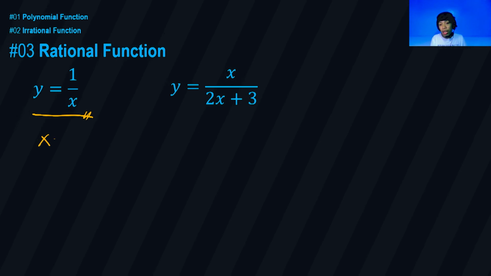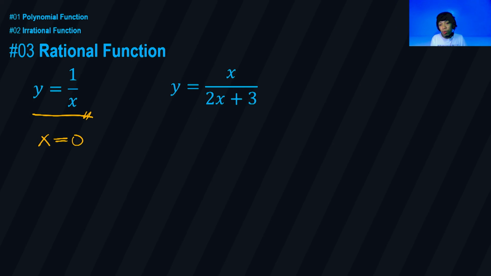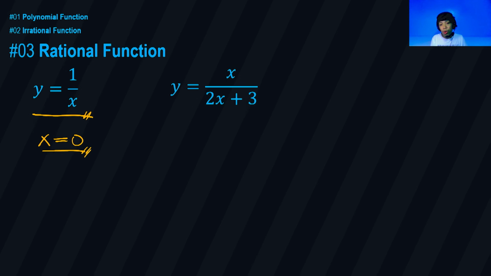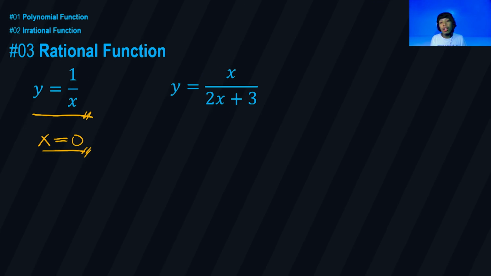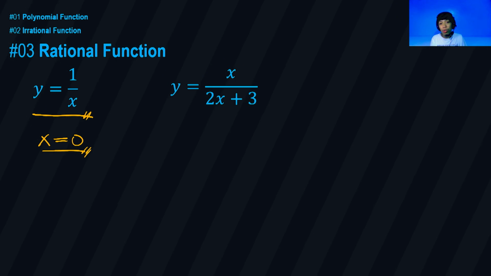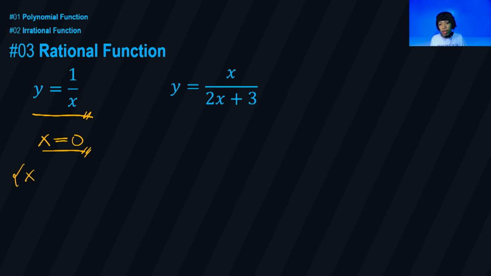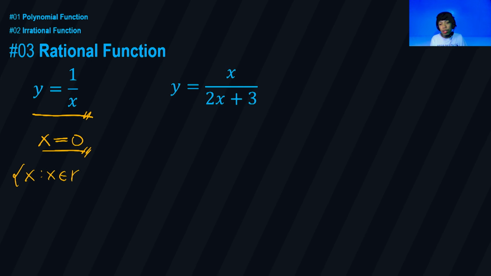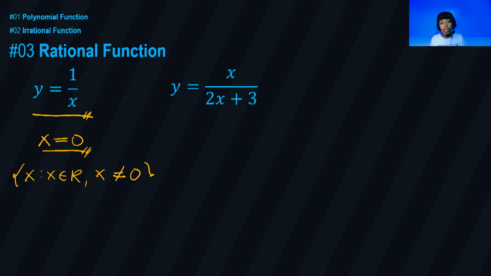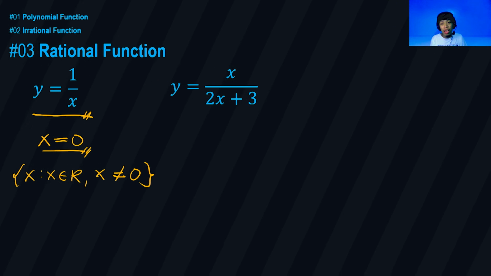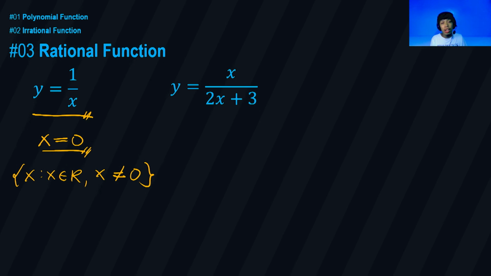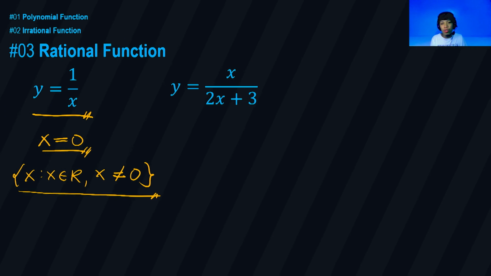So, we would say x, you equate it to 0. So, ito. X is equal to 0, then this is the only real number which is not permissible. Gin-equate lang natin yung denominator to 0. So, your domain will be x such that x is a real number but it should not be equal to 0. Bakit kung maging 0 siya, your value for the denominator is 0, which would generate an undefined value for y. So, this is your domain.